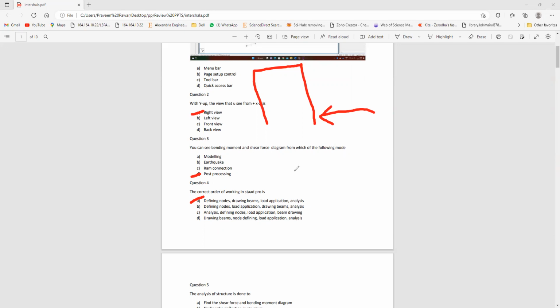Now for question 4, the correct order of working in STAAD Pro is: first we define the nodes, then draw the beams, then we apply the load, then we run the analysis. So for that, the correct answer is A.